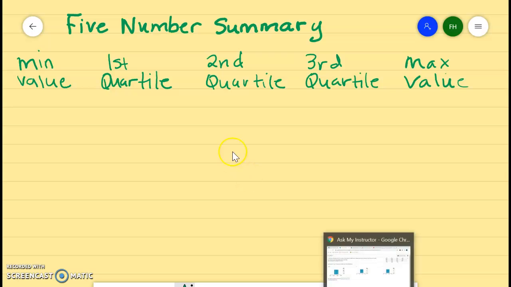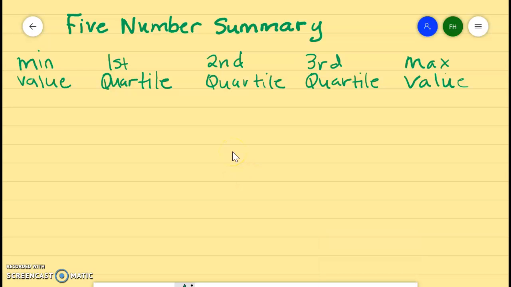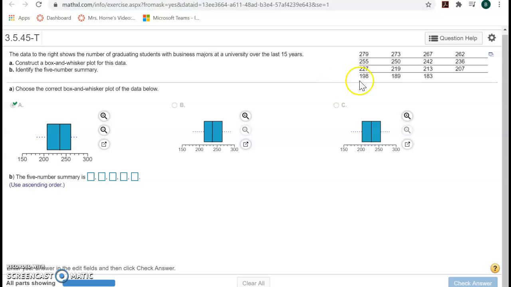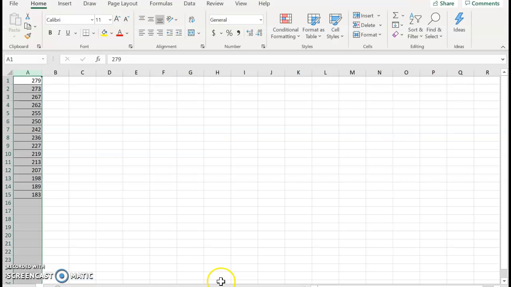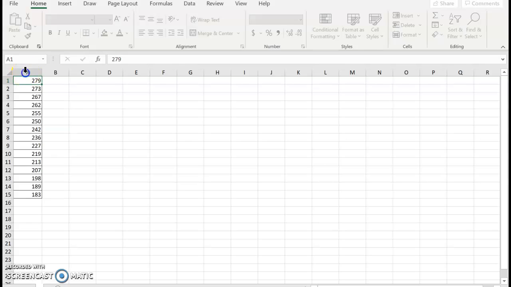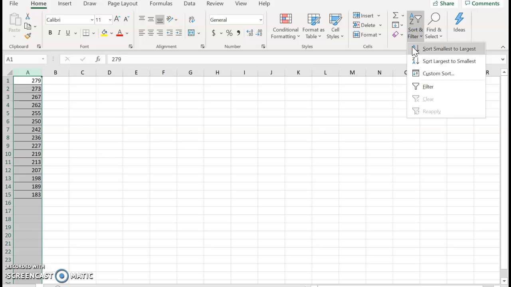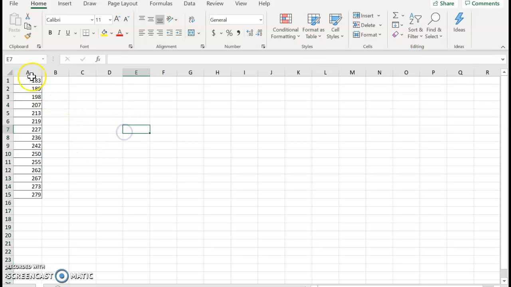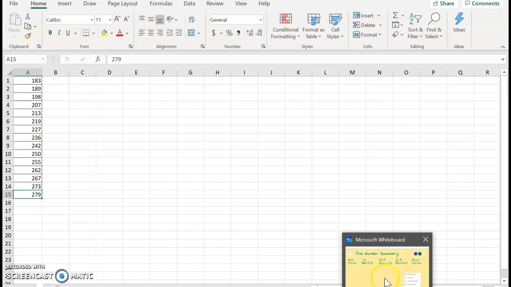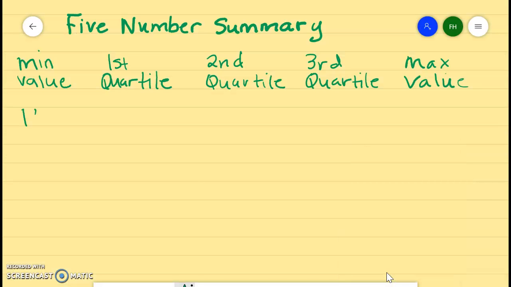But let's go over how to calculate this. So the first thing that I like to do, just to save a little time, is to put my numbers in Excel and sort them from smallest to greatest. So let's do that. Go to sort and filter and smallest to largest. So now we can figure out that our minimum value is 183 and our maximum value is 279. So that part is already done.